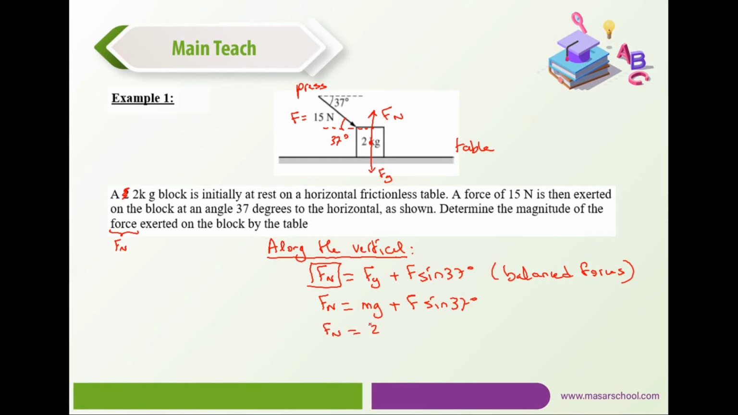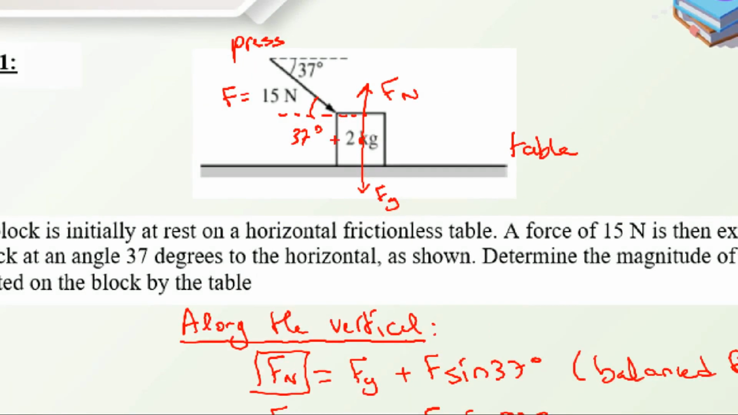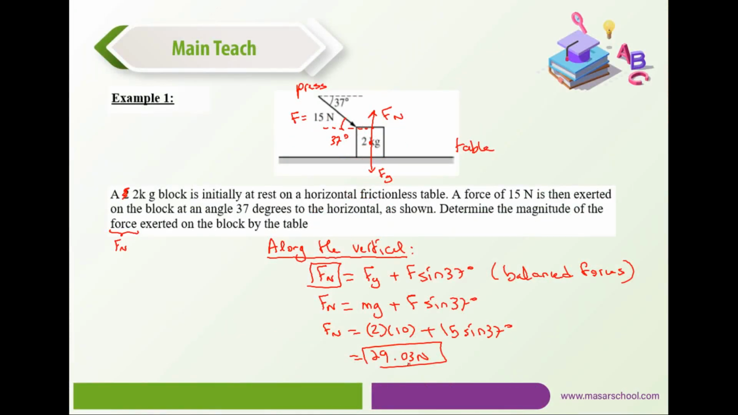The mass is 2 kg, so Fg is given by 10... The capital F is given by 15, and that would be sine 37. Now plugging that into the calculator, we would get a value of the normal push, which is given by 29.03 newtons. And if you compare carefully, the pull of gravity is given by 20 newtons. Due to the pressing force, the normal push would change from 20 newtons to 29.03 newtons.